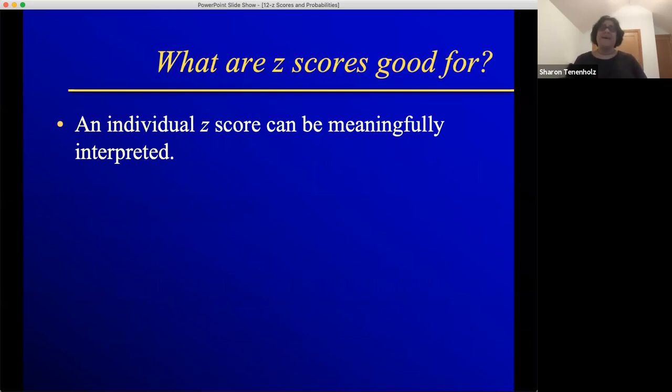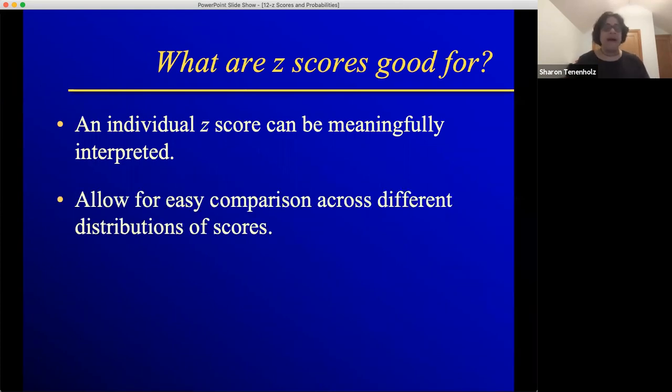One thing is that an individual z-score can be meaningfully interpreted. As I just showed you, that score is telling us where the individual falls within that distribution of scores. Are they above average? Are they below average? How much above or below average? It helps us with that meaningful interpretation by putting that score in context.